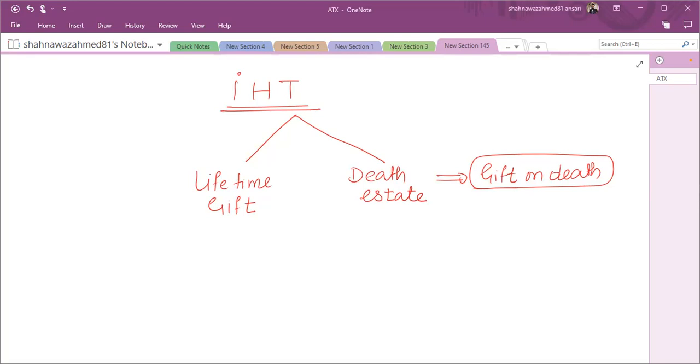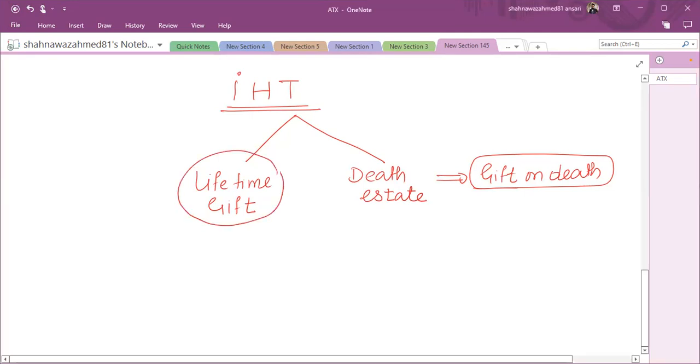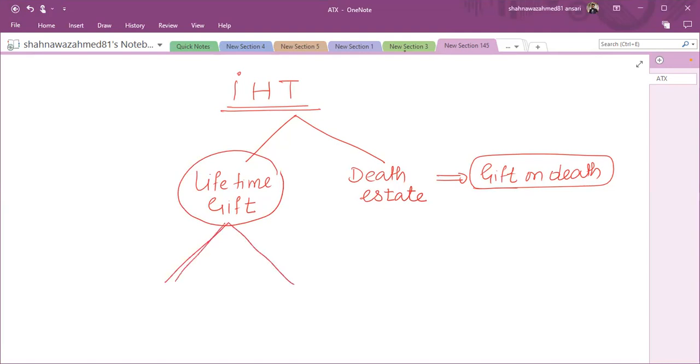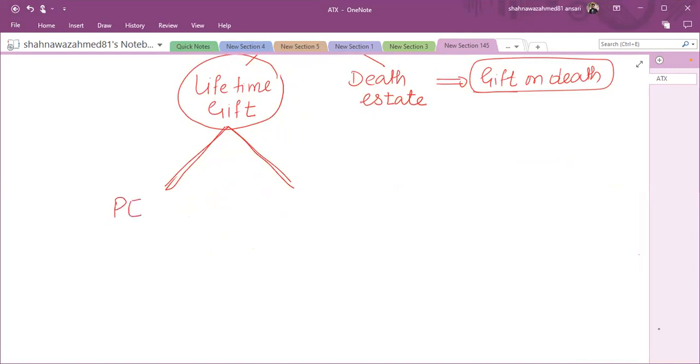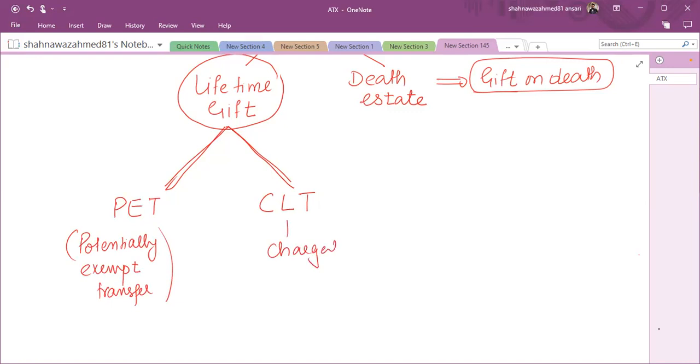Now, as far as lifetime gifts are concerned, whenever a person is making a lifetime gift, it can be classified into two types mainly. Normally we can classify it into three types, but normally there are two types of lifetime gifts. One is called a potentially exempt transfer, and the other is called a chargeable lifetime transfer.